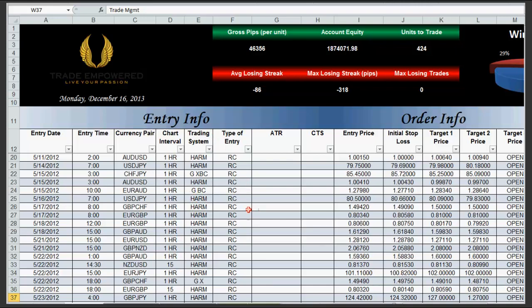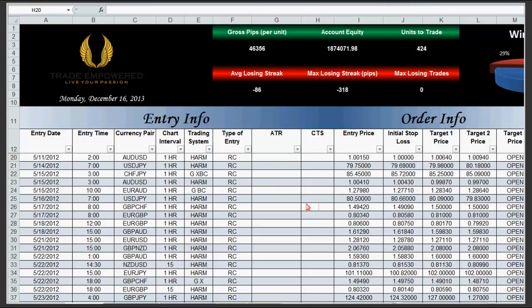You've got a type of entry. Now, type of entry is typically restricted to some of our mechanical trading strategies where you've got first strikes and second strikes and those types of things. So it's not really pertinent for your use as a structure trader. But you may want to identify, hey, this was a DSR double top or something like that. ATR, average true range, you don't need. CTS, if you're a CTS trader, one of the things you can do is write in what the CTS score was so that you have that in your backtesting.